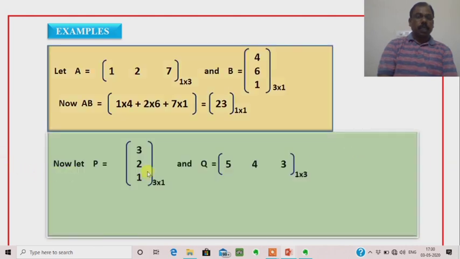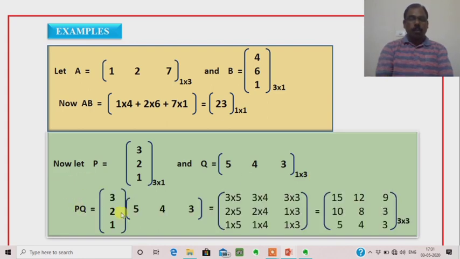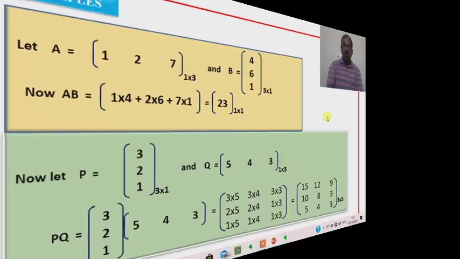We take now P equal to 3, 2, 1, a column matrix of order 3 by 1, and Q equal to 5, 4, 3, a row matrix of order 1 by 3. We multiply P and Q, we get a matrix of order 3 by 3. That is, P is of order 3 by 1, Q is of order 1 by 3. On multiplying 3 by 1 into 1 by 3, we get the matrix 15, 12, 9, 10, 8, 6, 5, 4, 3, a 3 by 3 matrix.